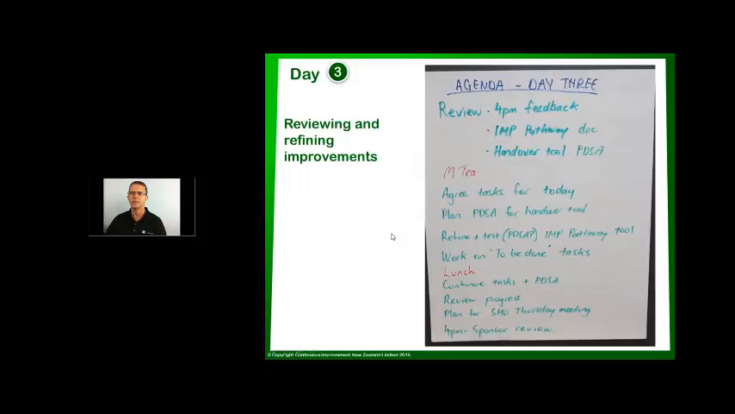Day 3, we reviewed the feedback we had from the sponsor, and we started to work on the 2 work streams. So don't need to go into the detail, but they had two names to the work streams. So we started reviewing the work that those teams have been doing, then agreed the tasks that needed to be done, and continue to work on the improvements and refine them, and do some plan, do, study, act on those improvements.